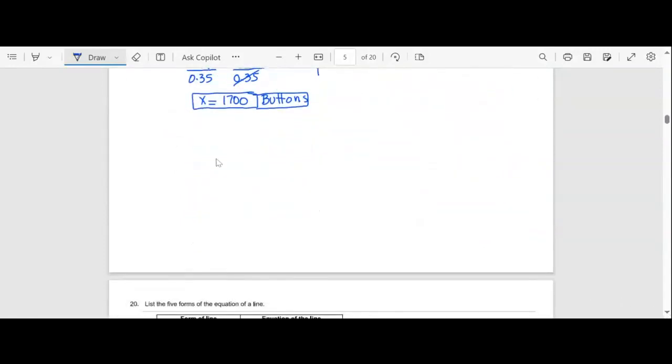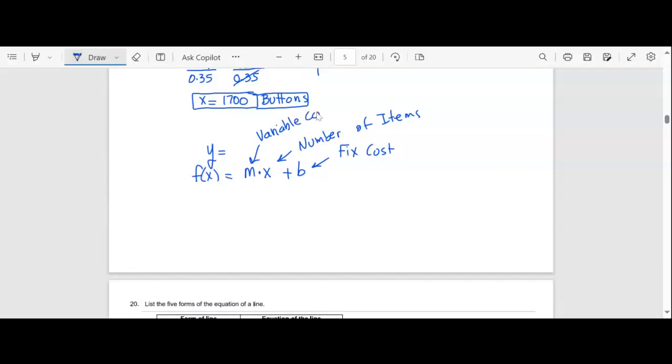So one more time, you can write y equal, or you can write f of x equal m times x plus b. b is the fixed cost, and x is the number of buttons or number of items, and m is the variable cost per item.